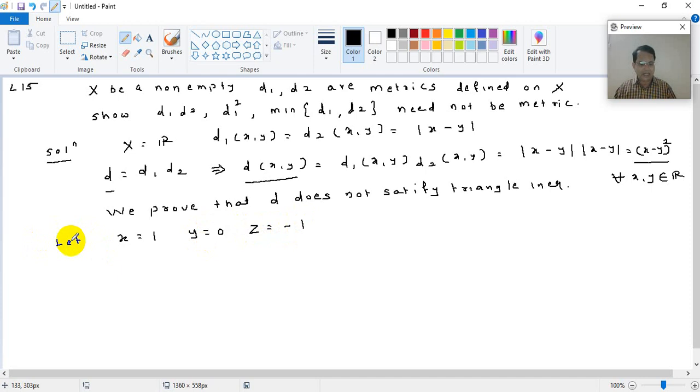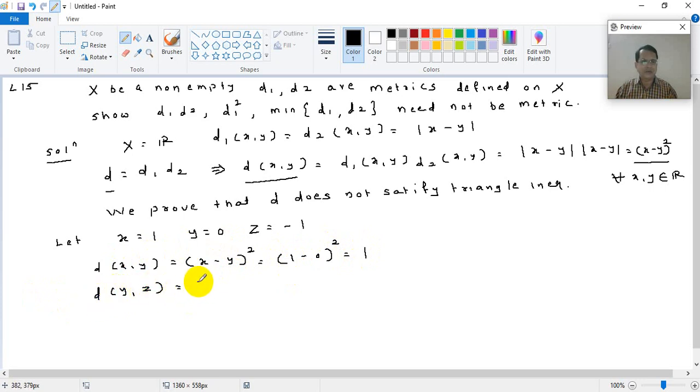Now for the triangle inequality, I have to prove that it is not satisfied. So you start with the calculation of d(x, y). The rule is (x minus y) squared. With these values of x and y, 1 and 0, this is equal to (1 minus 0) squared, which is 1. Then you calculate d(y, z). d(y, z) means (y minus z) squared. But y is 0, z is minus 1. So it is (0 plus 1) squared, which is again 1.